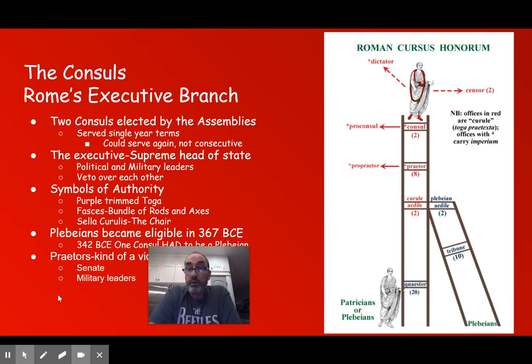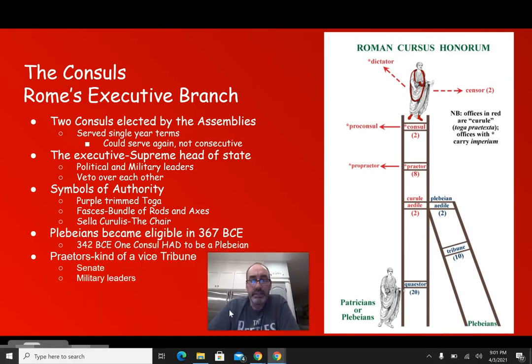Now, their symbol of authority, purple. Purple is a color of royalty, and consuls were allowed to have a purple band on their toga. Okay, the fasces. These are a bundle of axes and rods around the axe, and that symbolizes their legal authority. And then they are also given the sella curulis, which is the chair that they can rule from. So it's almost like a throne. I wouldn't say a throne, though, and I would probably get killed if a Roman heard me say that.